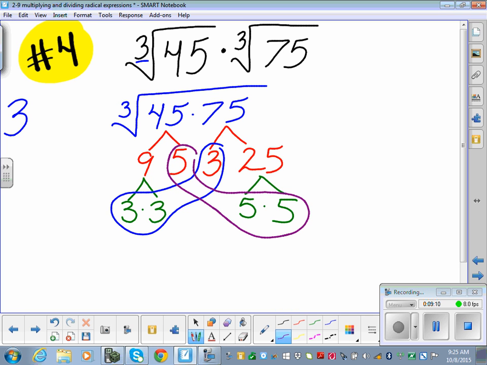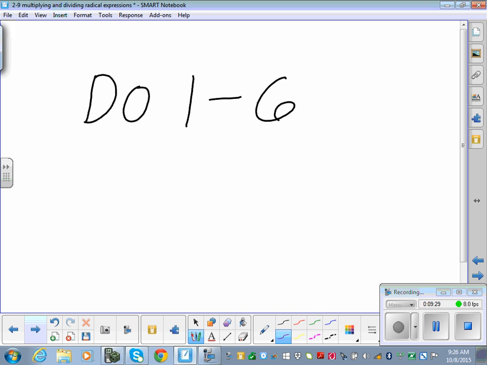Now make sure not to double dip. Did we pull everything out? Yes. So we pulled out a 5 for those 3 5s. We pulled everything out of the house, nothing left. 3 times 5 is 15. Very good. Okay. Any questions? All right. Do 1 through 6.